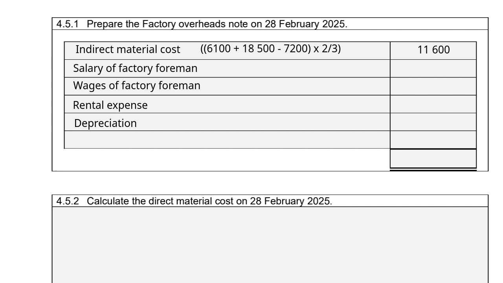The salary of the factory foreman was given as 192,000 Rand. Then wages of factory foreman, if we go back to the information, earnings by factory workers are shown in the below summary of the wages journal. Their deductions for pay as you earn 120,000, UIF 8,400, pension 32,600. Total deductions 161,000 Rand. The employer contribution 74,000, and the net wage 720,000 Rand. This amount is seen as part of factory wages.